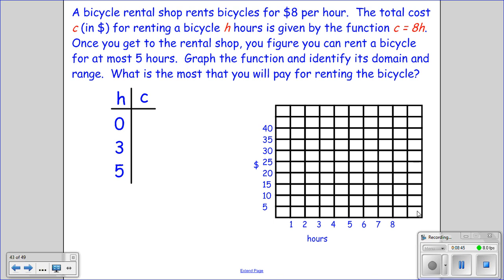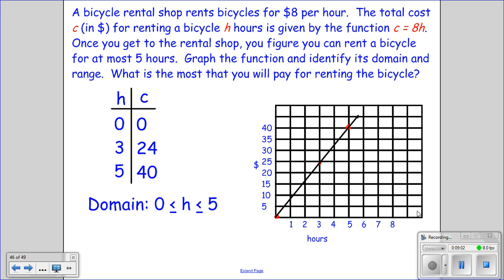So now when I put the numbers 0, 3, and 5 into the equation, I find out that C is equal to 0, 24, and 40. We can actually graph those 3 points first of all, and then we're going to draw a ray through them. And please notice that our domain starts at 0 and ends at 5, so the H has to be somewhere between those two numbers. 0 is less than or equal to H, is less than or equal to 5.